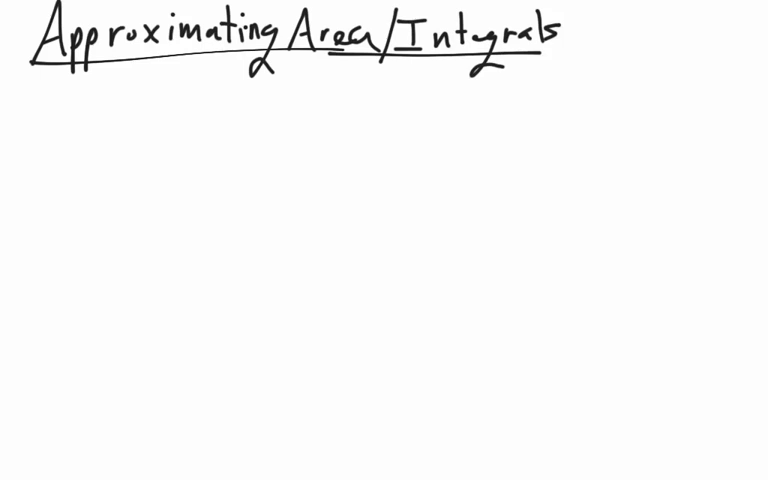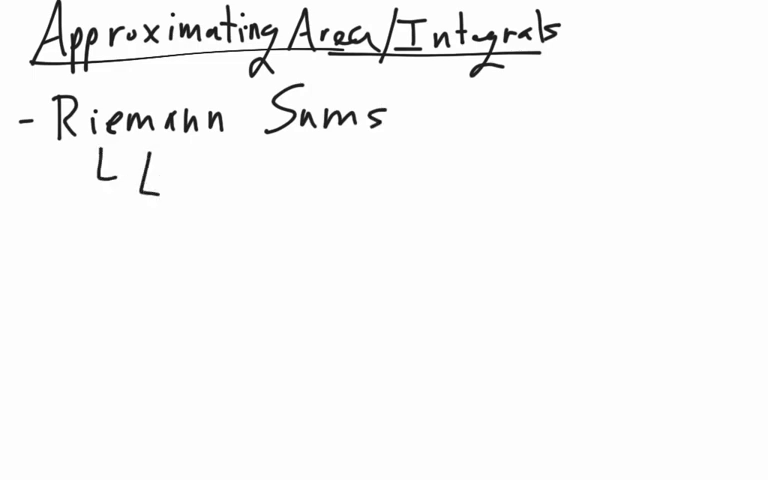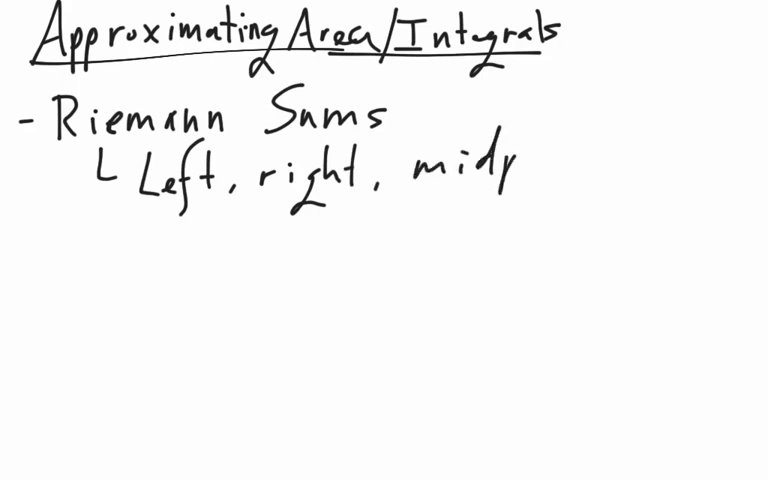This video will teach you how to approximate area or integrals, since we now know that they're essentially interchangeable. We will be doing this using something called Riemann Sums. That's R-I-E-M-A-N-N. Riemann Sums. And there are three types. There are left, right, and midpoint sums. And then there is also something called a trapezoid sum that I will teach you how to do as well.